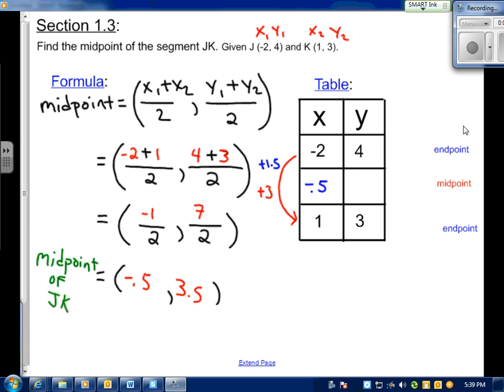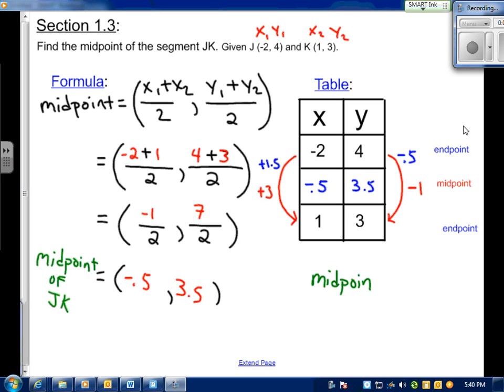Now I'm going to do the same thing for my y's. If I go from 4 to 3, what happened? I went down 1. Since I need to find the point that's exactly in the middle of 4 and 3, I'm going to take half of the difference, which is negative 0.5, and I'm going to add 4 plus negative 0.5, and that gives me a positive 3.5. So I went down 0.5.